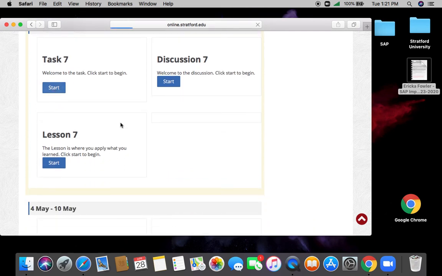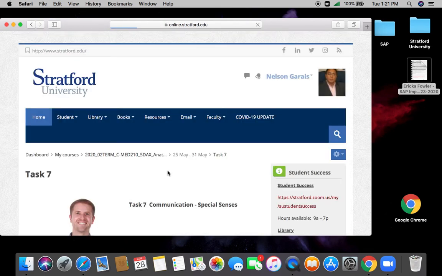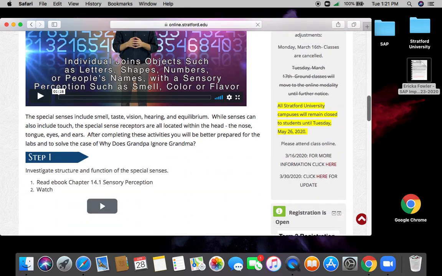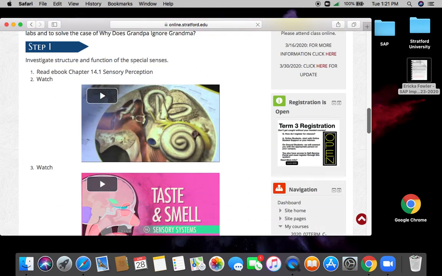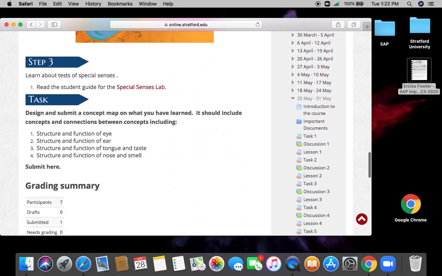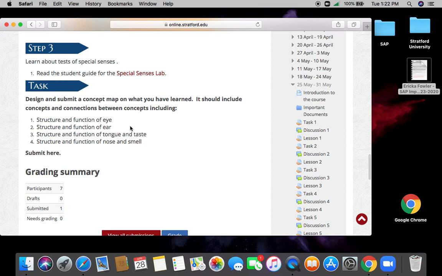So let's look at task 7. Communication, special senses, communication via the sensory system. When you look at this, you watch all the videos. Taste and smell. Now, design a concept map. Yes, that's what they're called. Structure and function of the eye, structure of the ear, tongue, taste, structure and function of your olfactory system, which is nose and smell.